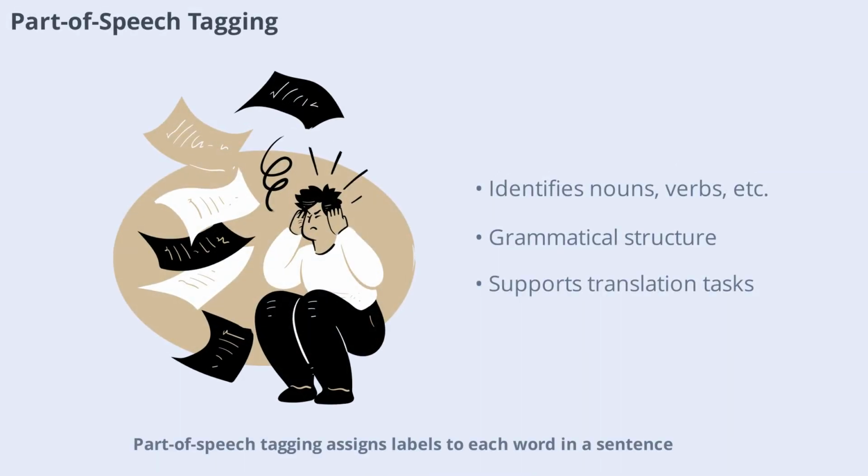Part-of-speech tagging assigns labels to each word in a sentence, identifying whether it's a noun, verb, adjective, or another part of speech. This helps computers understand the grammatical structure of sentences and the role each word plays. For instance, in the sentence "the cat sleeps," "cat" is a noun and "sleeps" is a verb. Accurate tagging is crucial for tasks like translation and sentiment analysis.